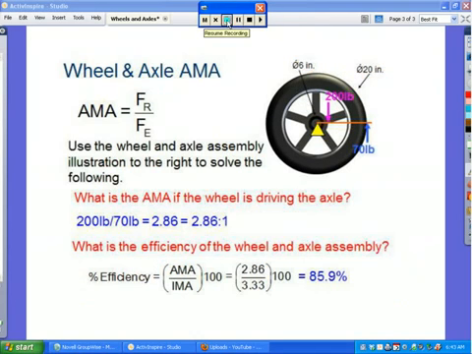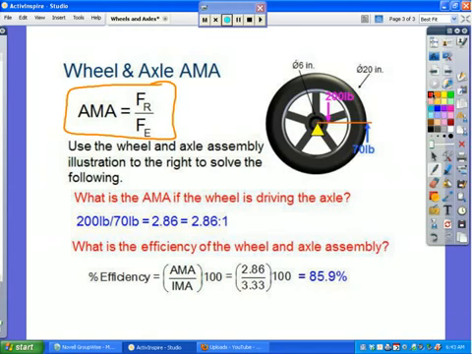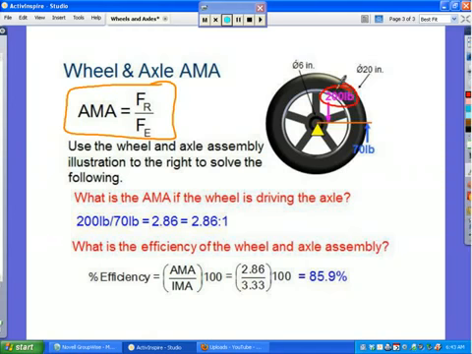Now that we've done ideal mechanical advantage, we can move on to actual mechanical advantage. Actual mechanical advantage, just like before, deals with forces. In this example, we've got the forces put right onto the screen: 200 pounds put onto the axle, 70 pounds put onto the wheel. If I want to know the actual mechanical advantage if the wheel is driving the axle, I know it's going to be greater than 1. We take 200, put it over our 70 pounds, and I get 2.86.